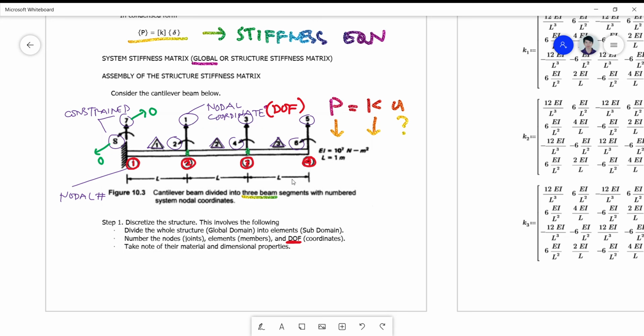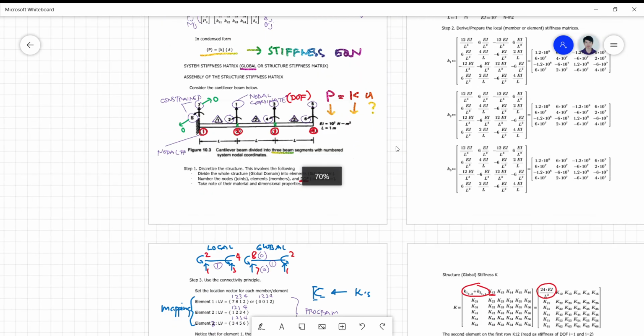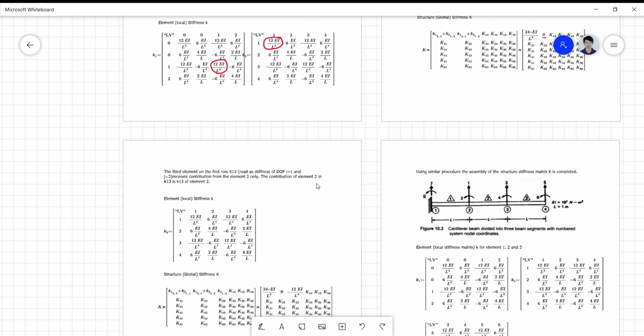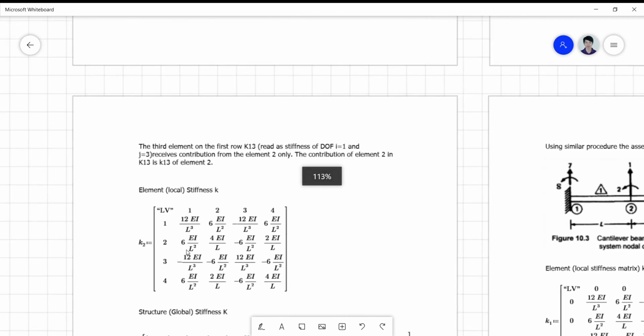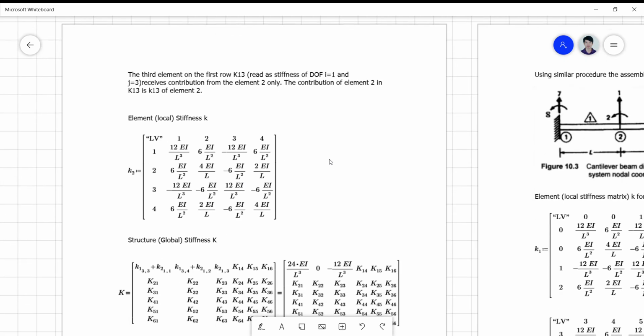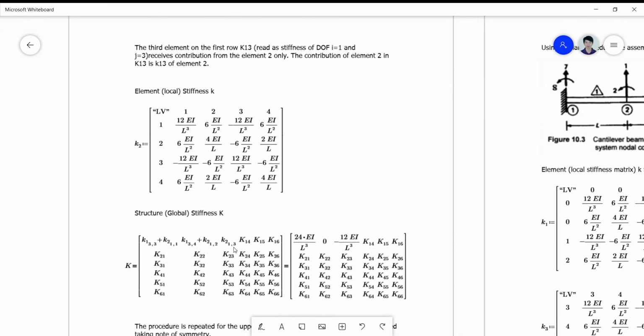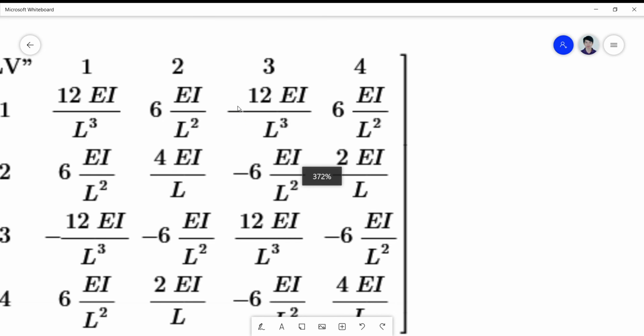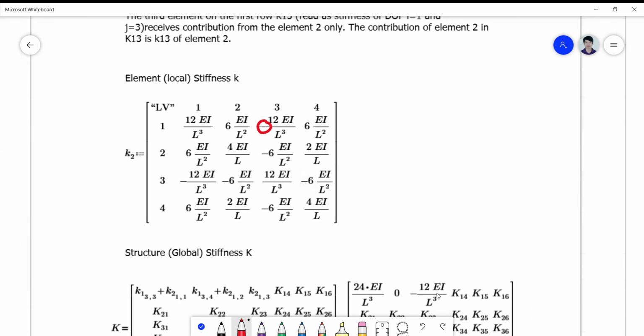So capital K13 is now equivalent to the contribution of small k13 of element 2, which is simply 12 EI over L cubed, such that if I plug it here, I get 12 EI over L cubed. Okay, that's a negative sign, class. If you look here, you might be confused, so that's a negative sign there. So negative 12 EI over L cubed.